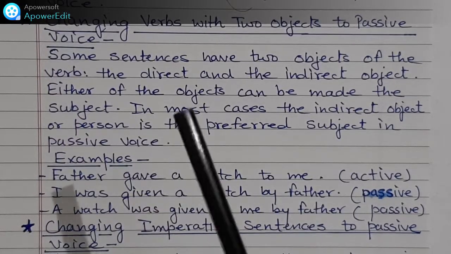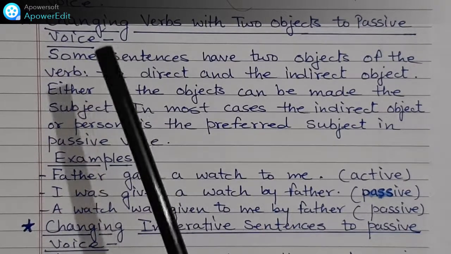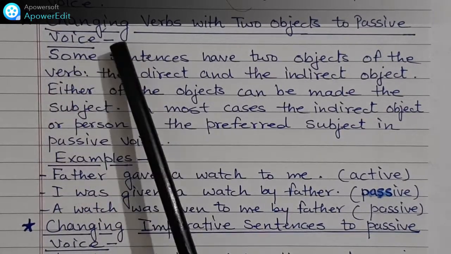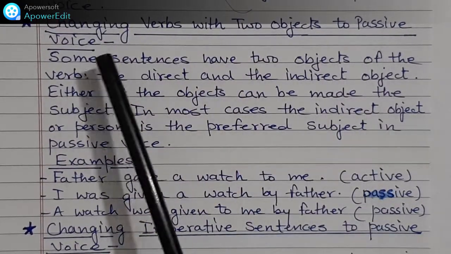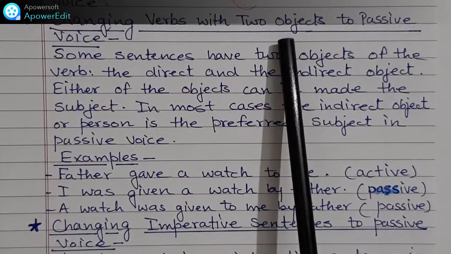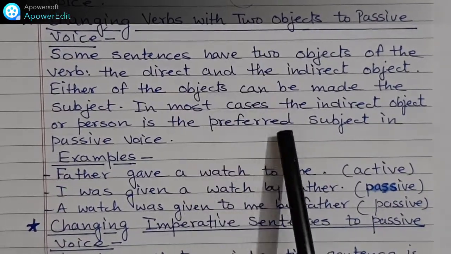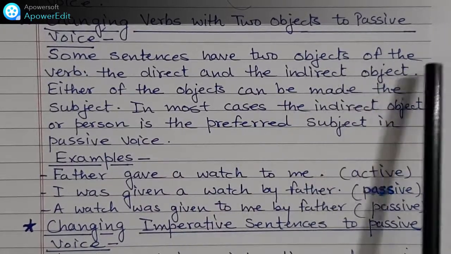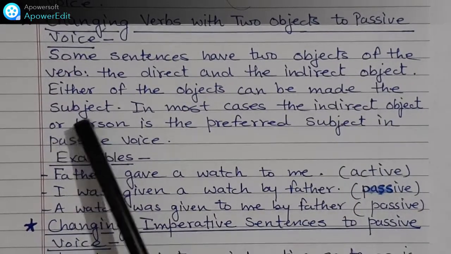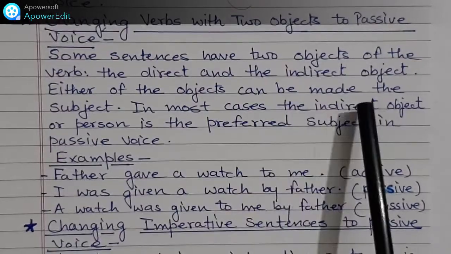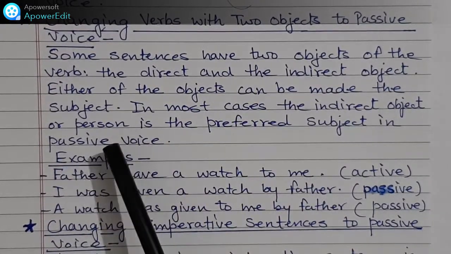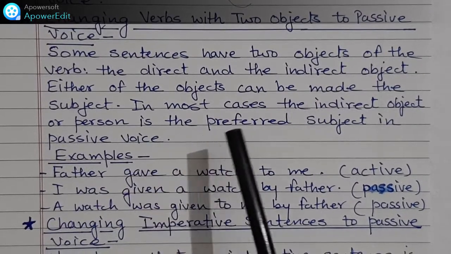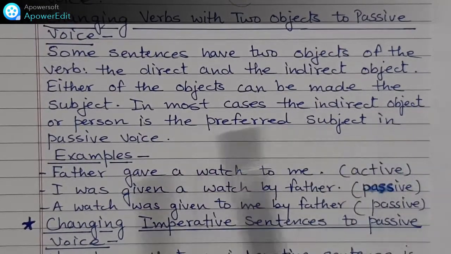Students, we have learned how to change assertive sentences into passive voice. Now we will see changing verbs with two objects to passive voice. If there are two objects, then how to change? Some sentences have two objects of the verb, the direct and indirect object. Either of the objects can be made the subject. In most cases, the indirect object or person is the preferred subject in the passive voice.